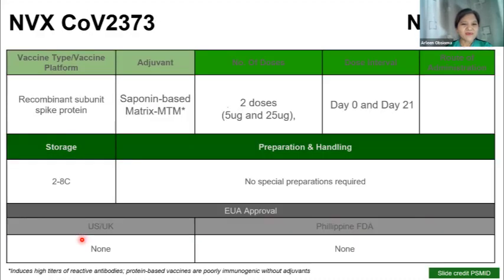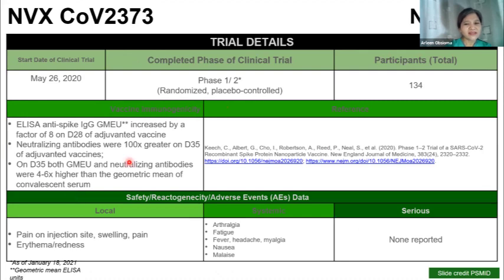Now we have the Novavax, which is a recombinant subunit vaccine. They make use of the spike protein. We mentioned that some vaccines make use of only a subunit of the virus. It's also given in two doses, 21 days apart. The storage requirement is better, at 2 to 8 degrees centigrade. They have not released their data on the vaccine efficacy of Novavax, so it's still in phase 1 and 2 of their clinical trial.